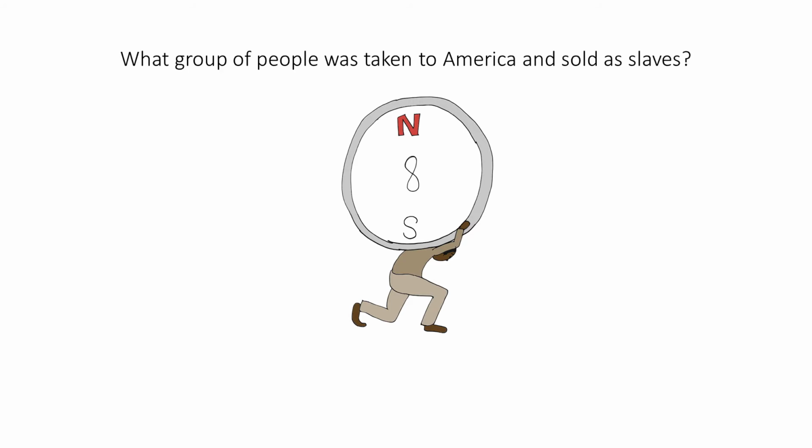What group of people was taken to America and sold as slaves? Africans. This is a basic question and answer for which we won't make a specific image, but you can think back to this picture.